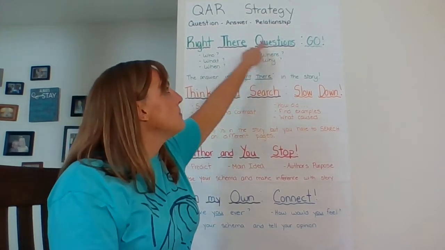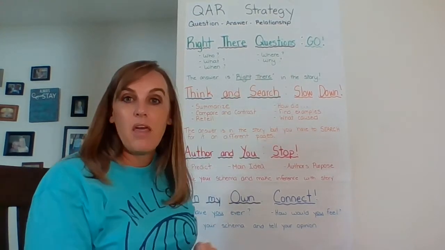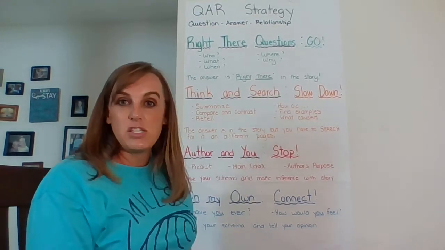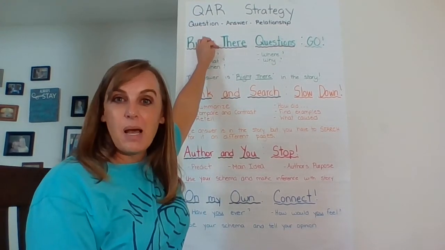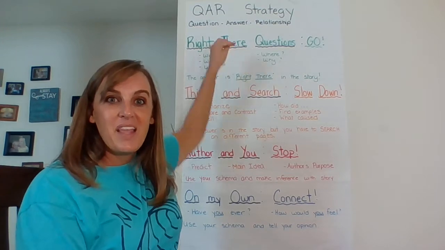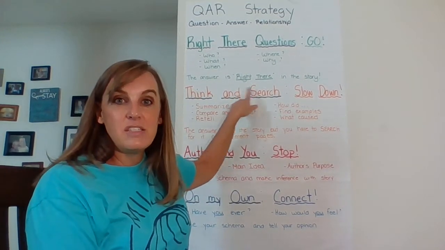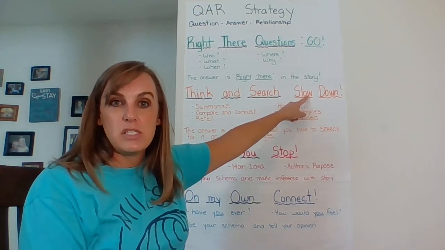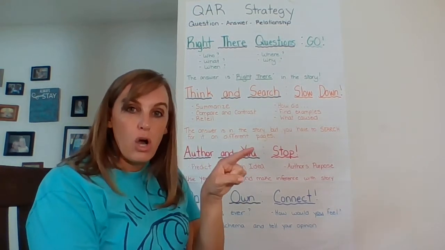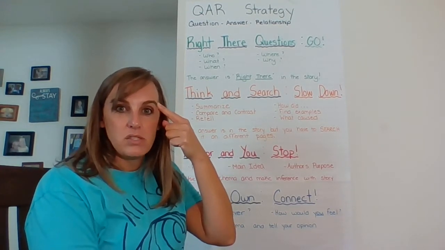So these are the types of questions where the answer is right there in the story. These are the go questions. Go and find it. And we put them in green like the stoplight. Green, go. The next type of questions are called think and search. So these are like our yellow slow down questions. We can't just go and find it. We have to use a little bit of our brain power also.